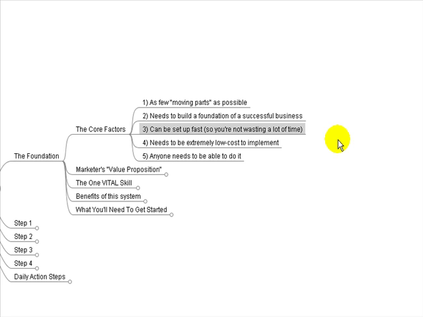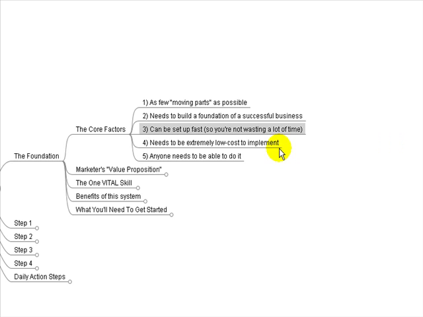I break it down into a daily action plan in the last module here, which I'll go over later on. But because you can set this up so fast, you don't waste a lot of time with this. So whether it's a winner or loser, whether it's not the niche that you thought it would be, or whatever other factor comes into play, you can set this up very fast and you can get moving very, very quickly. So that's a huge benefit.